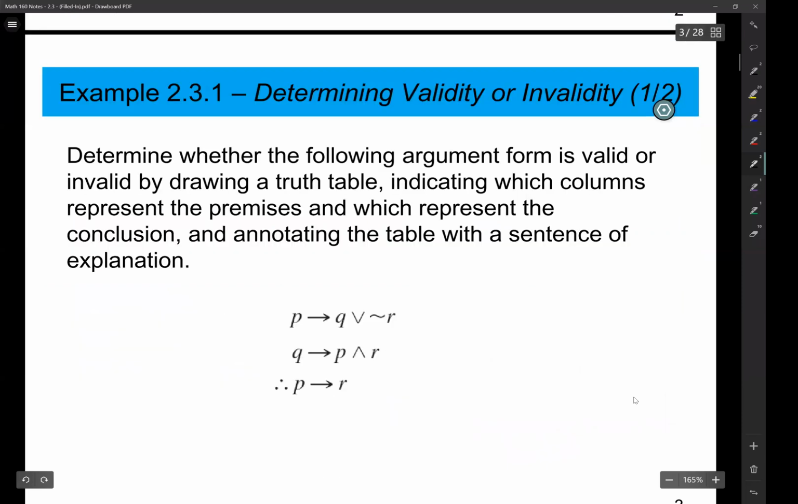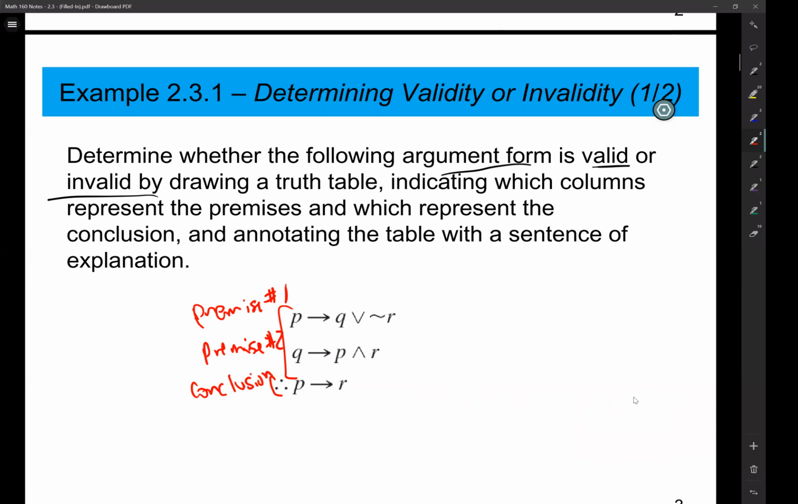Let's determine this one. Determine whether the following argument form is valid or invalid by drawing a truth table. So again, to terminology here, these are the premises here. So premise number one, premise number two, and then this is the conclusion. So luckily we have a truth table because it's hard to tell if this argument is valid or not. It's kind of long-winded. It says, okay, P implies Q or not R. Q implies P and R. Therefore, can I conclude that P implies R?